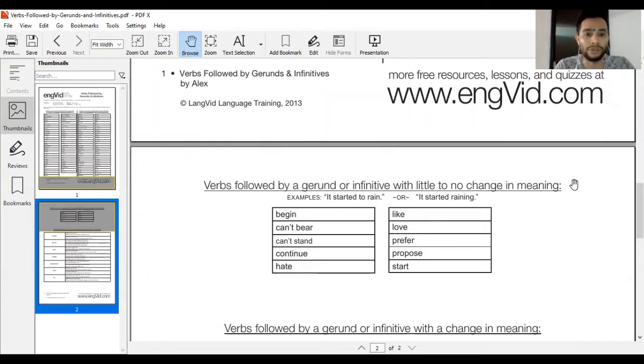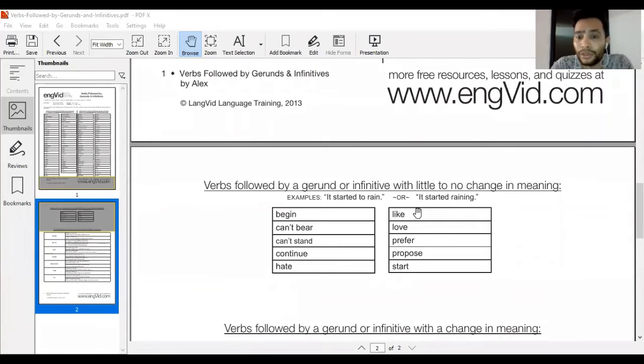So you can choose to use ing or you can choose to use to, right? The one you like is okay. Take a look at the two examples that we have right here. It says, it started to rain. Empezó a llover, right? Or, it started raining. Empezó a llover. The meaning is the same.